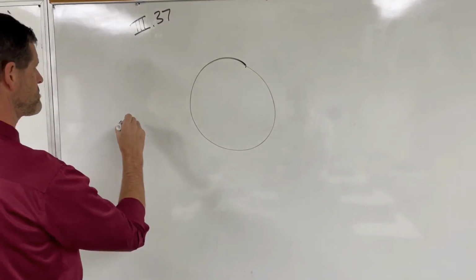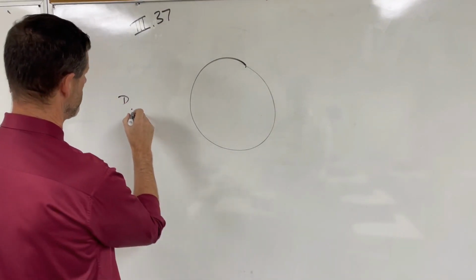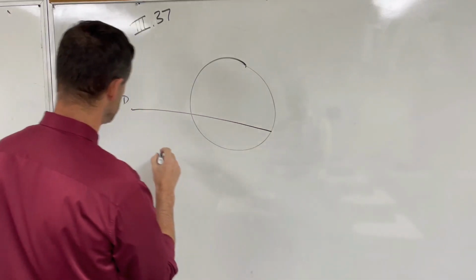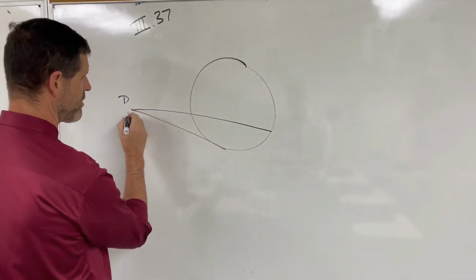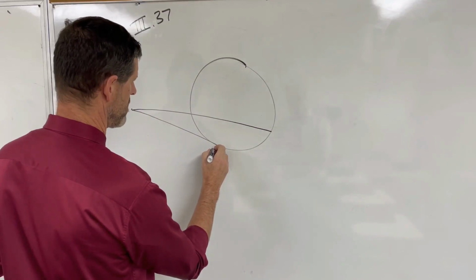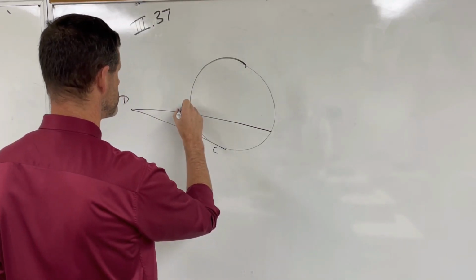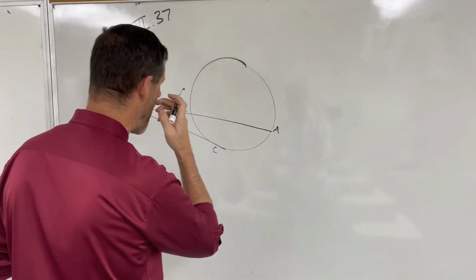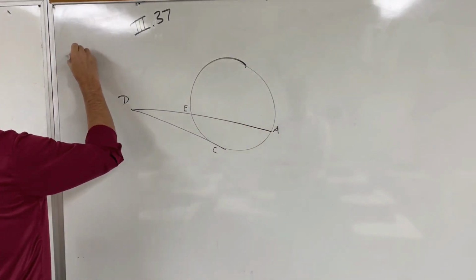Circle, point D, which is outside, and we're going to draw a line cutting the circle, and then we'll have another one which falls on the circle, and let's say it falls on it at C. We'll call this E and A.